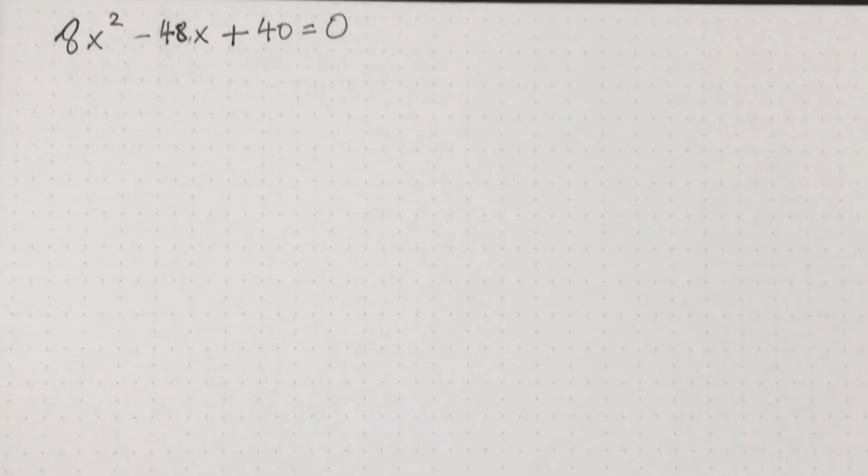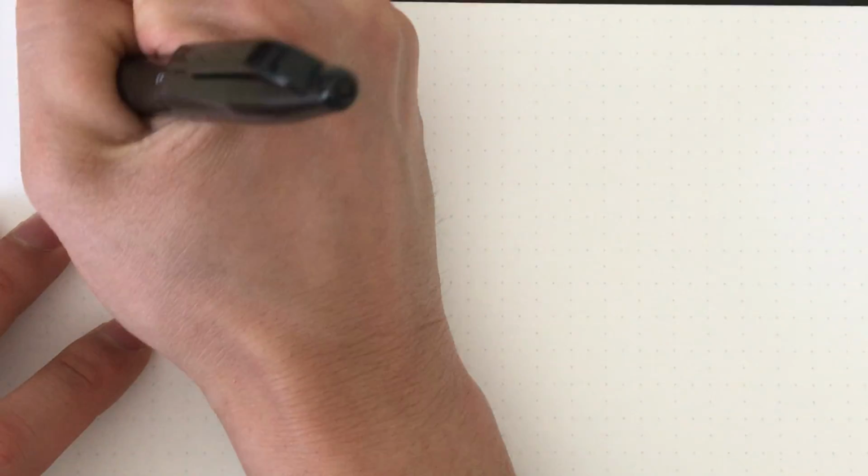Hi everyone, in this video I want to introduce a technique that we can use for certain types of quadratic equation problems. Let's say we're given this problem: 8x squared minus 48x plus 40 equals 0. Last week we learned that we can solve these types of equations by factoring. So let's factor 8x squared minus 48x plus 40. I use the Xbox method, so let's do that.